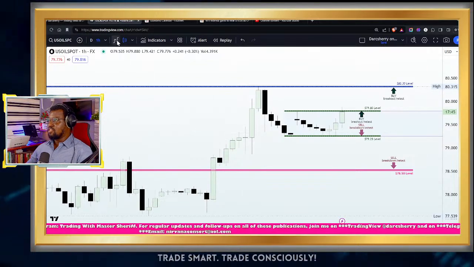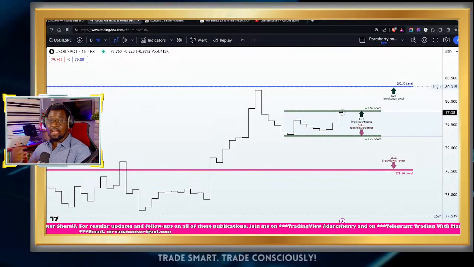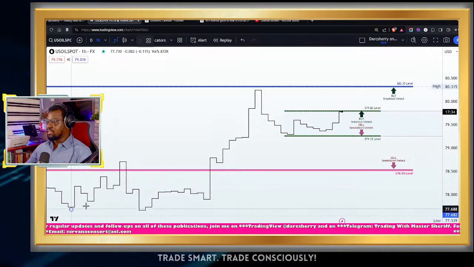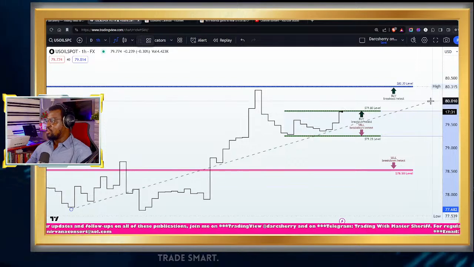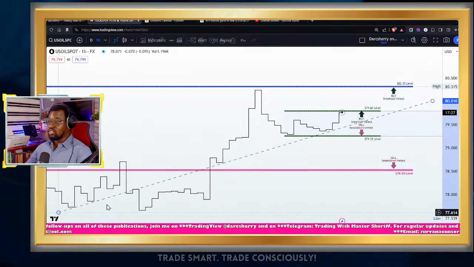Now, there's another thing I would like to highlight on this chart. After considering this series of higher lows we have been witnessing since last week, we will connect the higher lows together, giving us a beautiful ascending trend line to guide our trading decisions going forward.